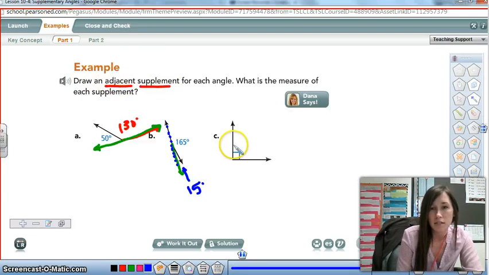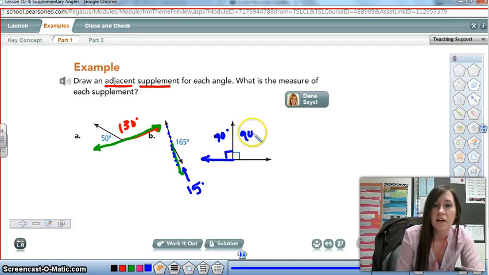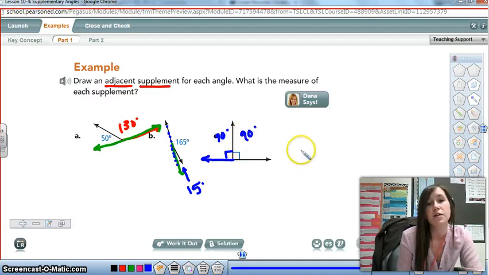All right, on this last one, we already have a right angle symbol, so we know that this angle is 90 degrees. We could draw another angle that's beside it, adjacent, that's also going to have to be 90 degrees. Because if they're both 90 degrees, then we know that together they make 180, and those are supplementary and adjacent.